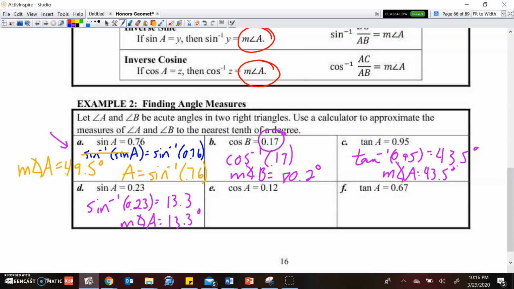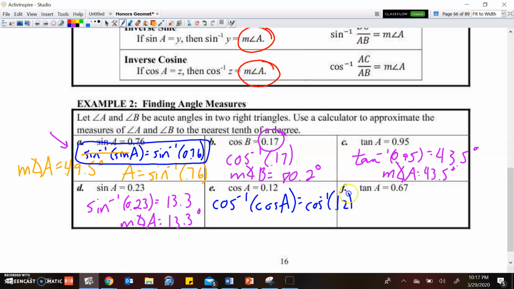Now that we've done a few, I'm going to go back to the setup again, this portion, as to what we're really doing. So again, in example E, you can jump right to this, like the process, it's just the cosine inverse. But again, we're taking the cosine inverse of the left side, and if we do that on the left side, we have to do that on the right side.